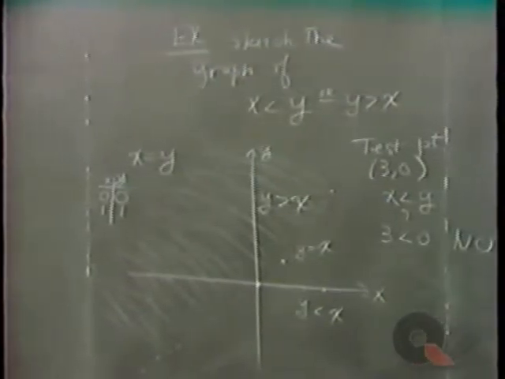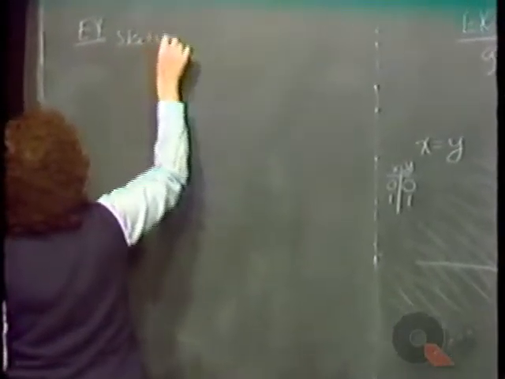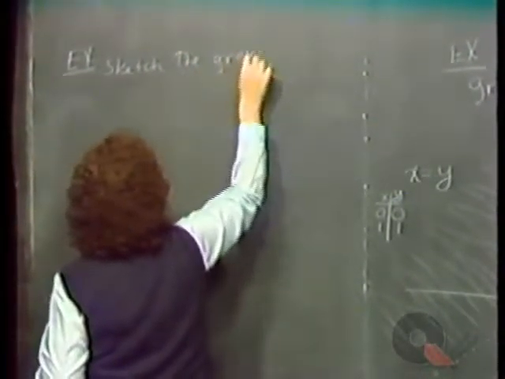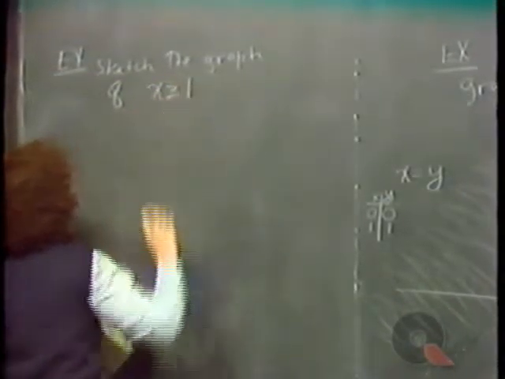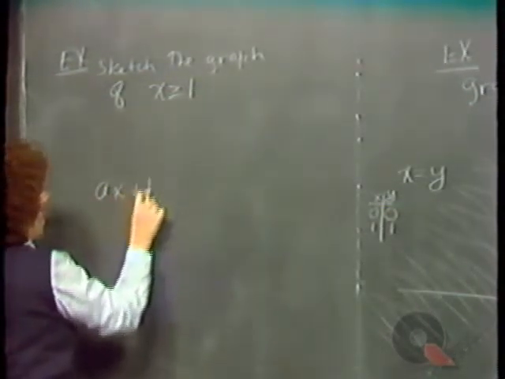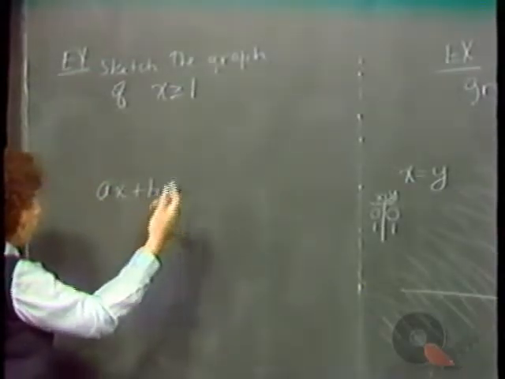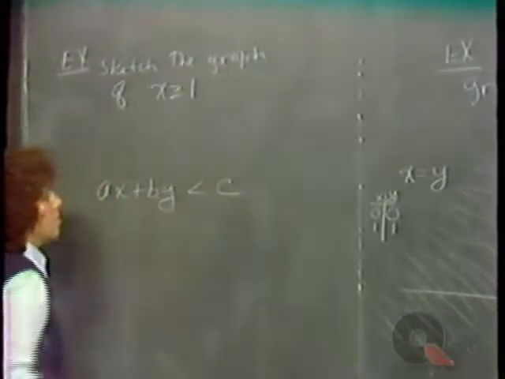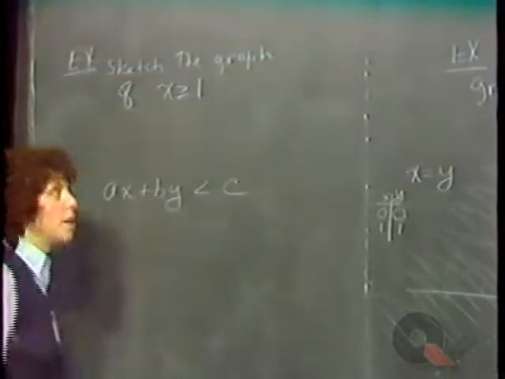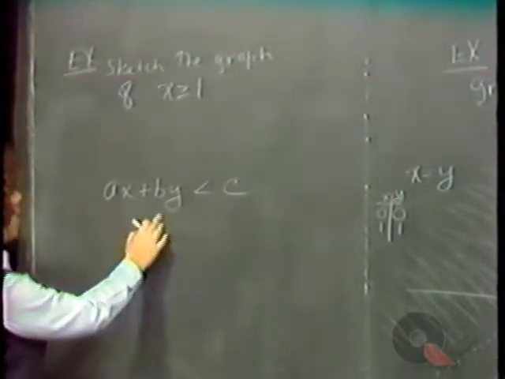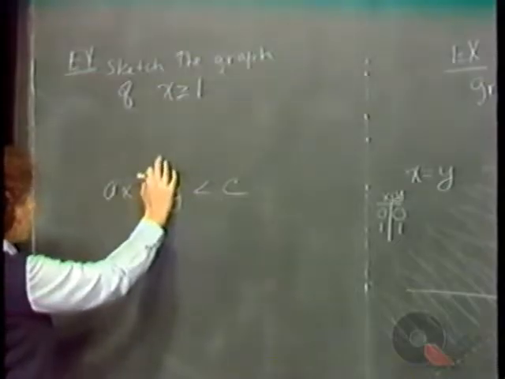For our next example, we will sketch the graph of x greater than or equal to 1. Remember when I started off, I said any inequality of the form, say, ax plus by less than c, or less than or equal to c, greater than or equal, where a, b, and c are real numbers, and a and b are not both 0, but either a or b might be 0. And in this case, the y term has dropped out.